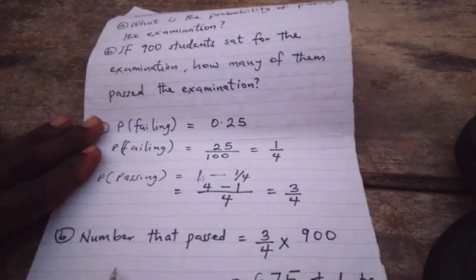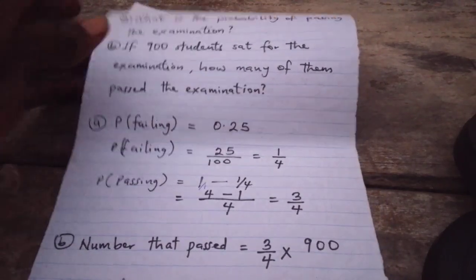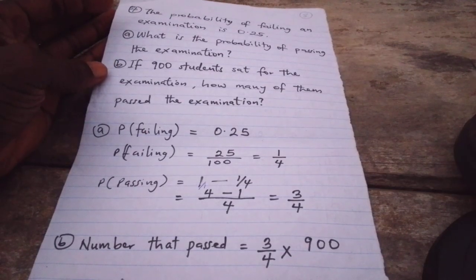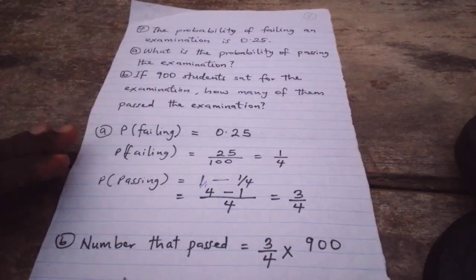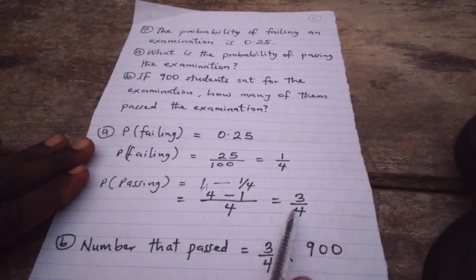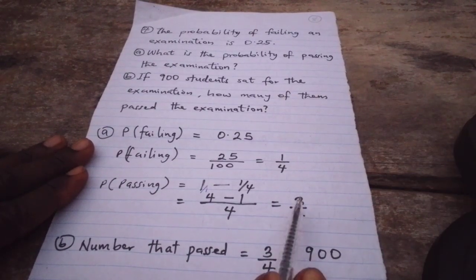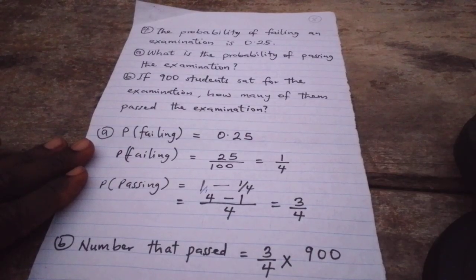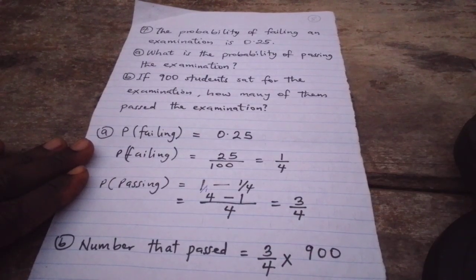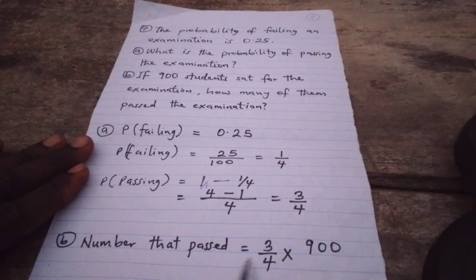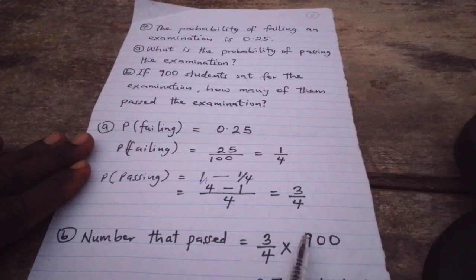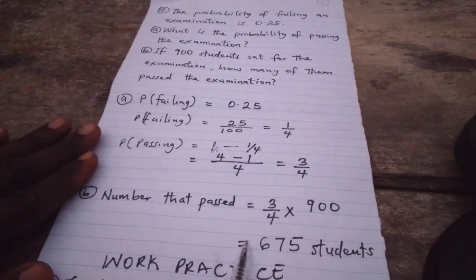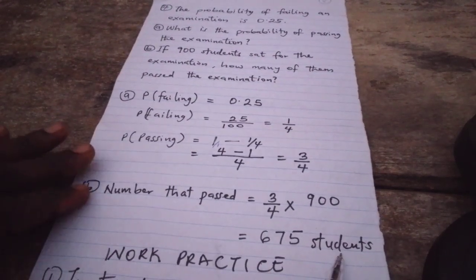Then B, they now said, how many people passed. So if 900 students sat for the examination, how many of them passed the examination? Since we have been given the probability of those that pass, the probability of those that pass is 3 over 4. Now we know that 900 students sat for the examination. So to get those that pass will be what? 3 over 4 times the total number of students, 900. Which will now give us 675 students.